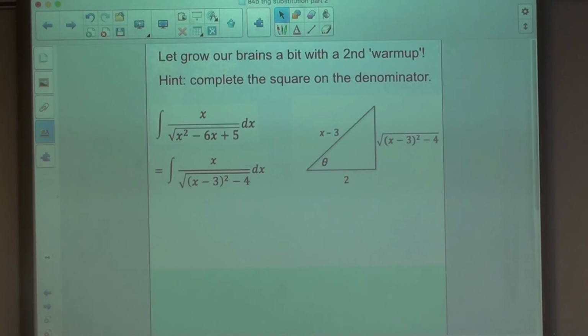So then the square root of x minus 3 squared minus 4 becomes the square root of 4 secant squared theta minus 4, and you factor out the 4, which gives 2 tangent theta. Then I substitute: the integral of 2 secant theta tan theta over 2 tangent theta, and the tangents cancel. So you get the integral of secant theta, which is ln of secant theta plus tangent theta, plus C. Now I look at my x minus 3 over 2 for secant and the root over 2 for tangent to get the final answer.